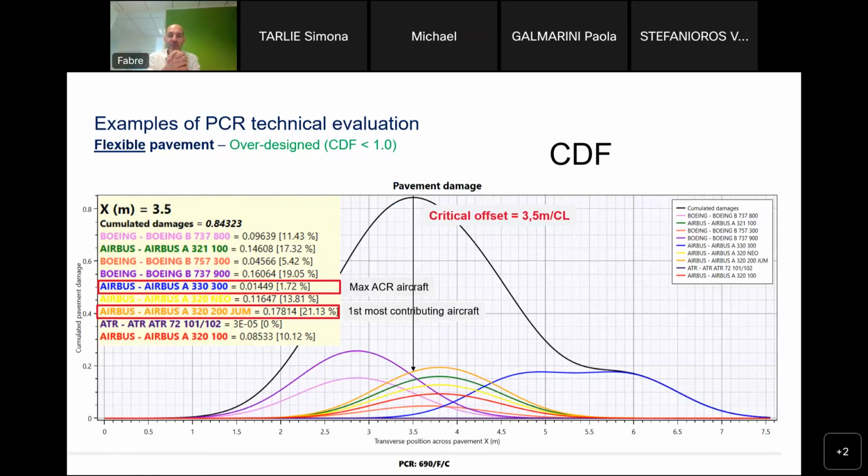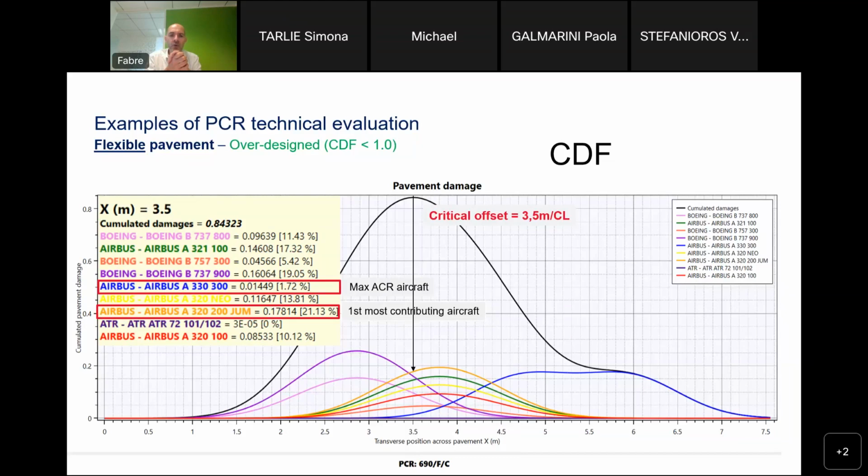I show a graphical slide just to explain what is important to understand when you compute the CDF. You have, in different colors, the CDF of each individual aircraft. All these individual aircraft, when they are combined, produce a total CDF for the entire mix. And on this curve, the maximum value is located at the critical offset, which is in that case at 3.5 meters from the taxiway center line. Okay.